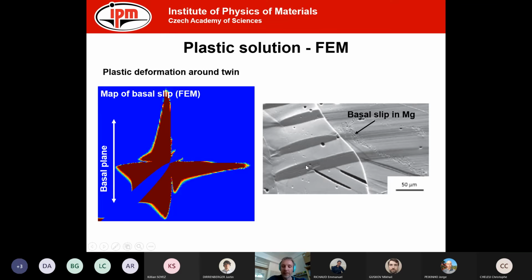It is also observed experimentally. The situation here is quite different. Here we have twins. There is a grain boundary, and obviously the neighboring grain has a different orientation, but you have here the active basal slip. So it probably plays an important role in the process of twin accommodation in the microstructure.